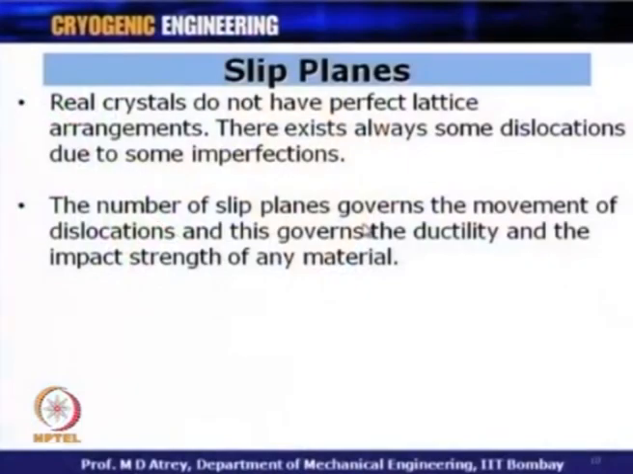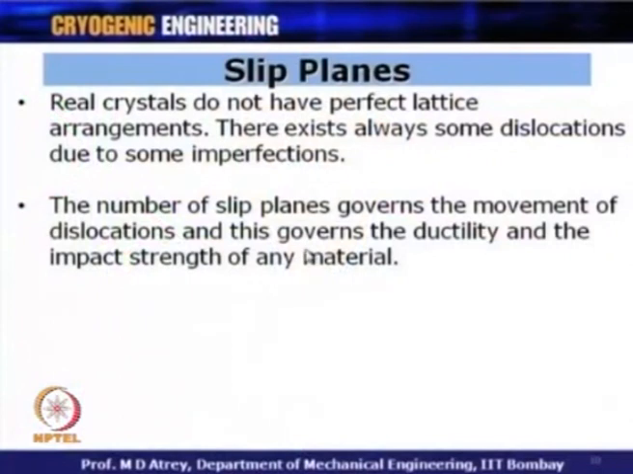The number of slip planes is governed by the lattice structure we talked about. The number of slip planes governs the movement of these dislocations, and this governs the ductility and the impact strength of any material. Now, this is all related. The lattice structure, the atom structure in a lattice, will determine how many slip planes are there, and the number of slip planes will allow the dislocation to move in the structure. So, ultimately the lattice structure will decide whether a particular material allows the motion of dislocations or not.